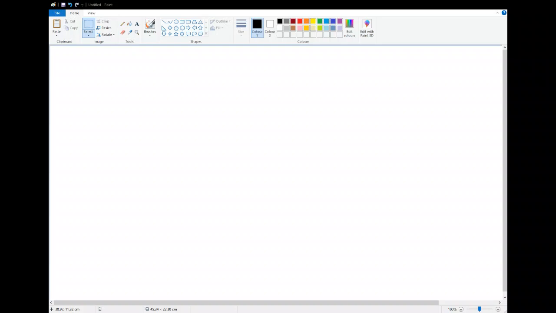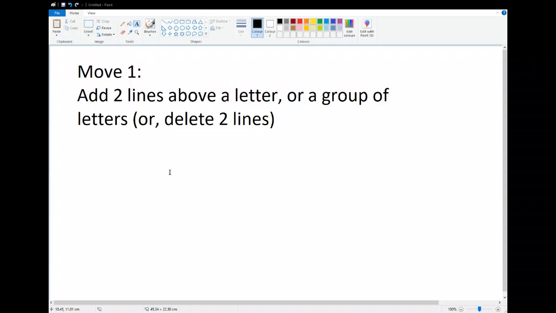For the meantime, we'll just call it Joe's game. And in Joe's game, there are only 2 possible moves. The first move you can make in this game is you can add 2 lines above a letter or a group of letters, because that won't change anything. A bar or a line above it is an inverter. If you add 2, you're back to where you started. So if you've got A, that's the same thing as A with 2 inverters on it, because it inverts once and then it inverts back to where it was.